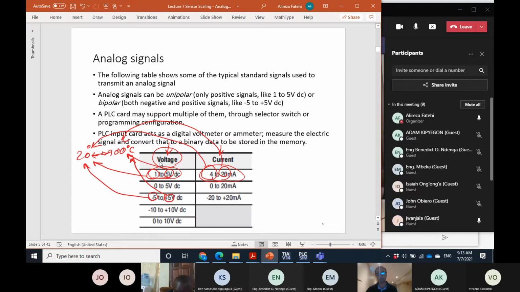and so there could be some inaccuracy in reading. But for the current signal, there's no effect of the cable length. If you have, for example, 10 milliamp at the sensor, you have exactly 10 milliamp at the PLC. The current does not change. But for the voltage signal, if you have, say, 3 volt at the output of the sensor transducer, the voltage that reaches the PLC can be 2.95, for example. Very small change because of the length of the wire.